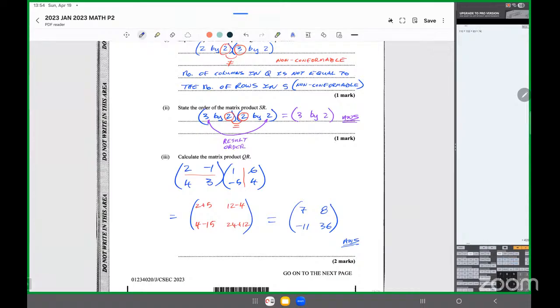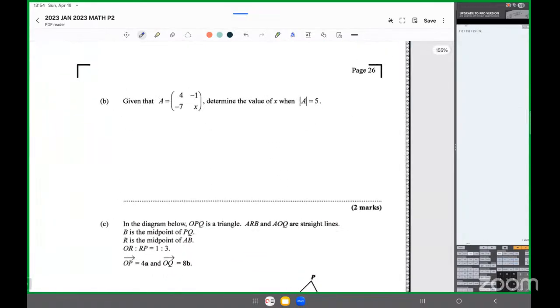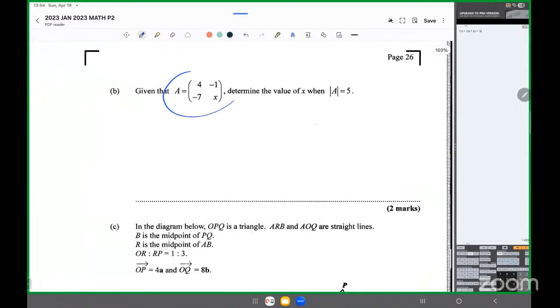Good. Now come down to this part. They give us this matrix and they tell us the determinant is 5. We must find the value of x.